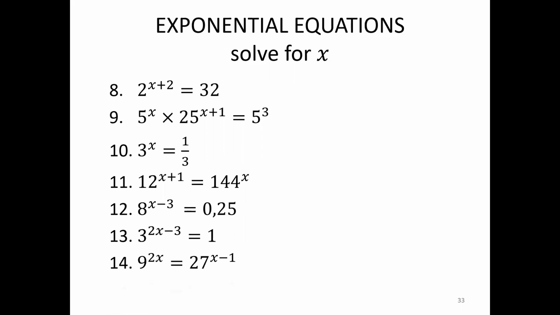Okay, I'll start with number 10. In number 10, we have 3 to the exponent of x is equal to 1 over 3. Now, all you need to understand here is you simply have to get rid of this fraction here. And remember, guys, for you to get rid of that fraction, all you have to do is simply write it in simplest exponential form. How do we write it in simplest exponential form?